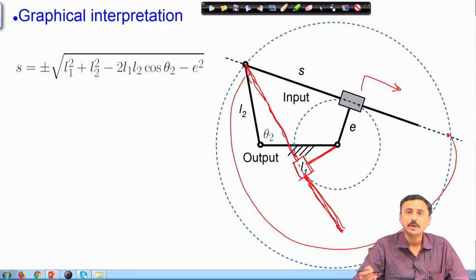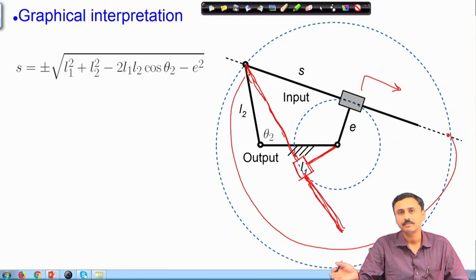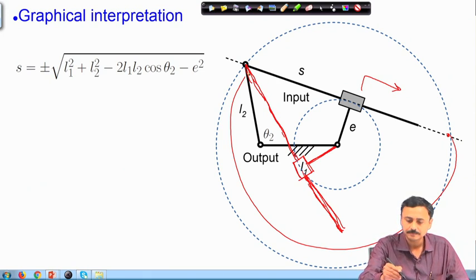So, these are the two different modes, assembly modes of this mechanism corresponding to these two solutions. So, you interpret the negative value of S as the value of S on the other side of the slider.